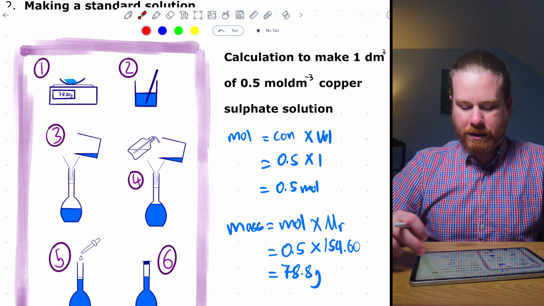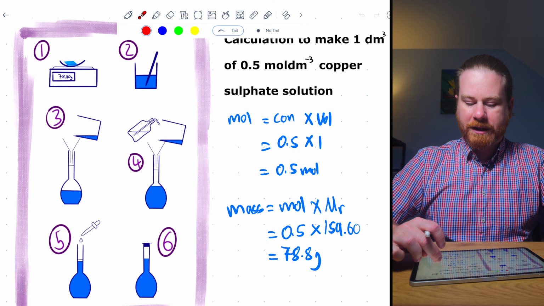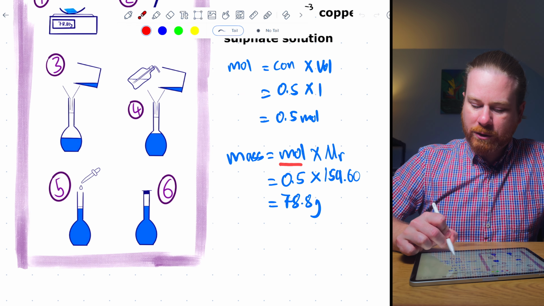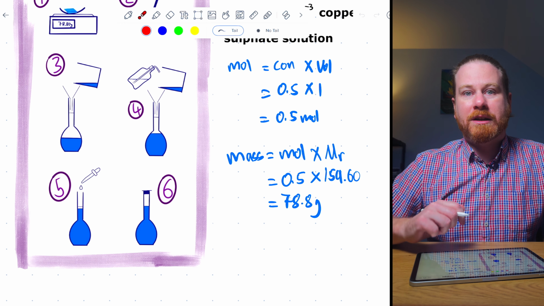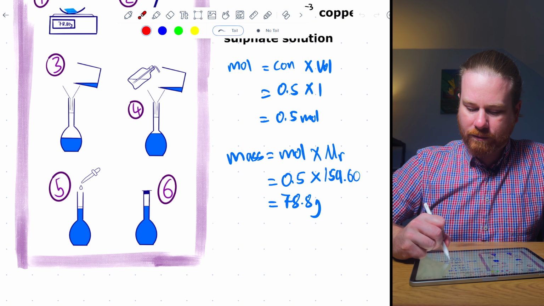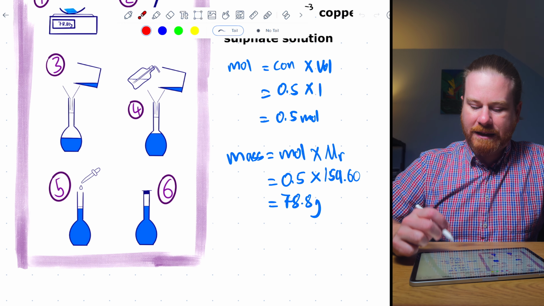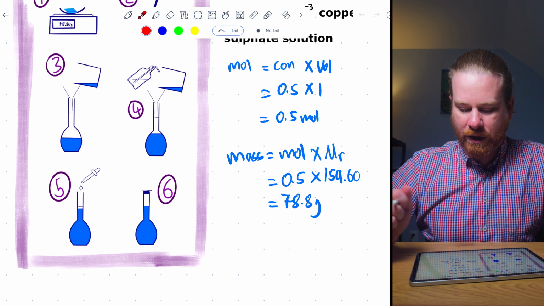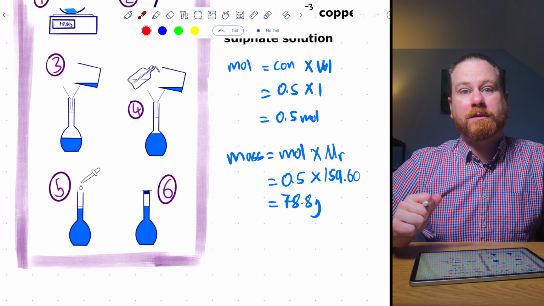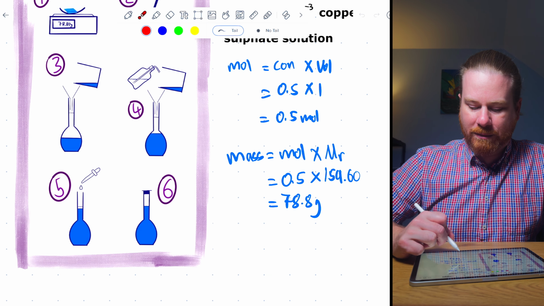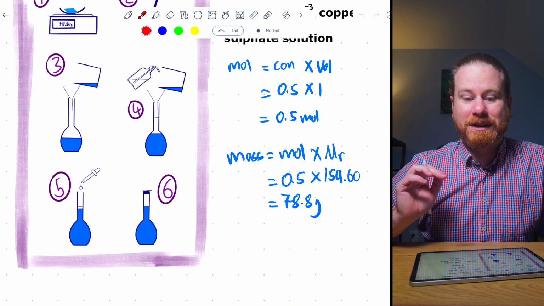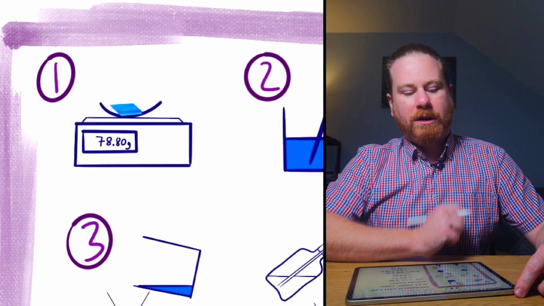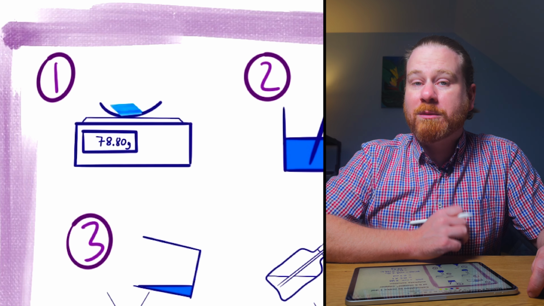So we need to use the equation triangle from a previous video, which links moles to mass. We know the moles we need. We can calculate the molecular mass of copper sulfate, which is this number here. And then multiplying that by 0.5 is going to give us our mass. So half a mole of copper sulfate crystals is going to have a mass of 78.8 grams.